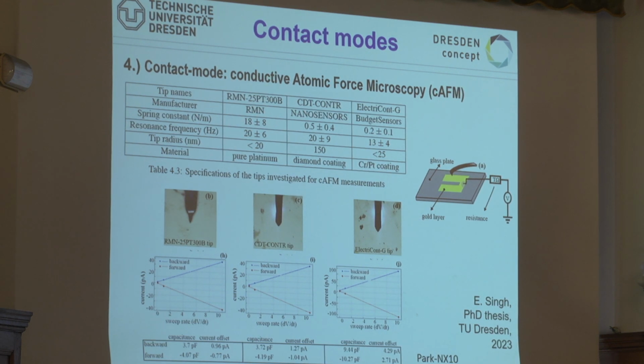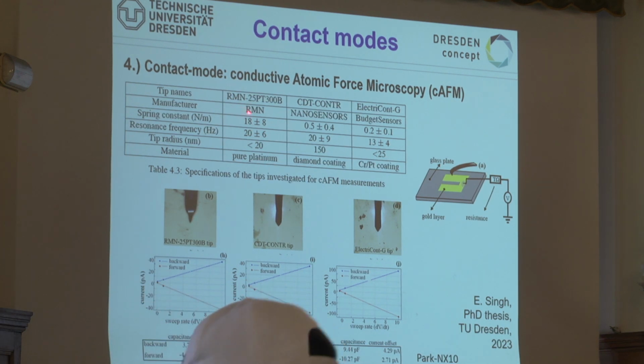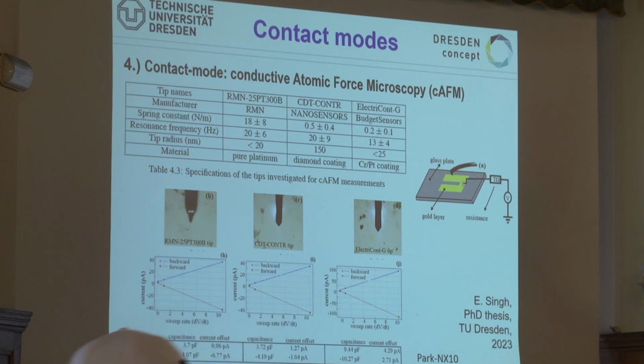And in fact, the good news is we did SNOM with all these measurements, which are Rocky Mount tip, with the nanosensors, with the budget sensors. They're different in price, as you see, because the diamond coating is the most expensive one, and it has also, let's say, a very small spring constant, but a much larger tip radius.